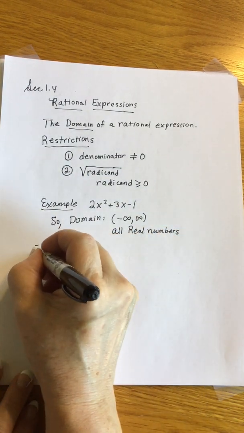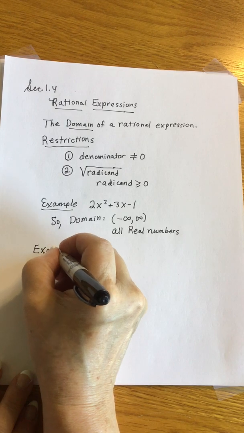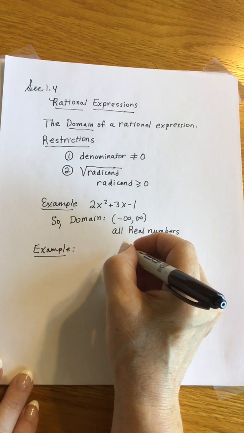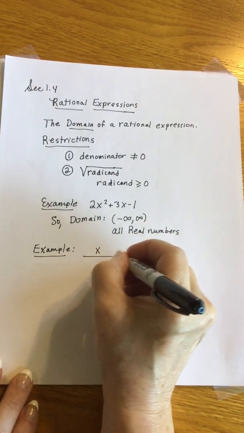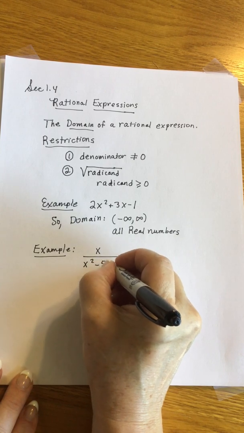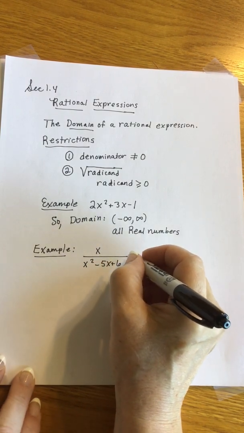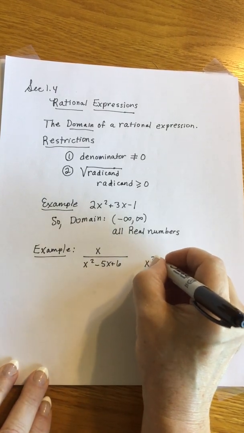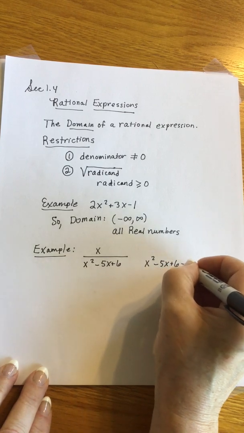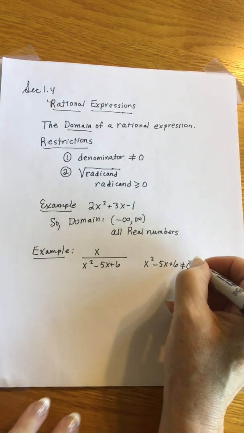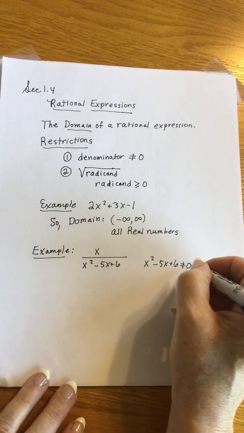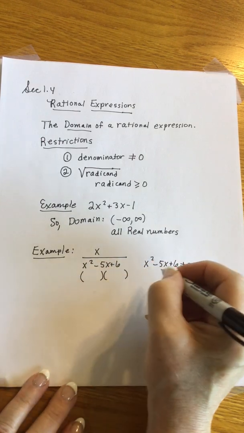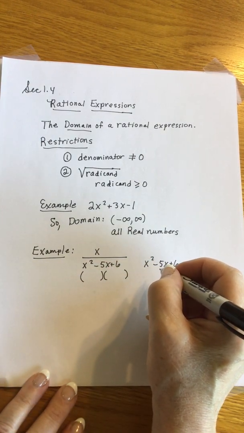But if I look at a rational expression, an example, so in this one I'm looking at a rational expression, x over x squared minus 5x plus 6. So this does have a denominator, so we have x squared minus 5x plus 6 cannot be 0. So what do we have to do to find out what x's make that not equal to 0? Well, what we're going to do is we're going to take and factor this into two sets of parentheses. So it's kind of doing FOIL in reverse.